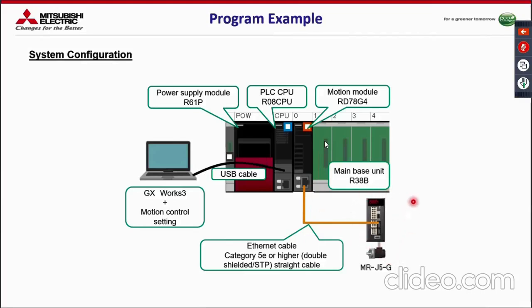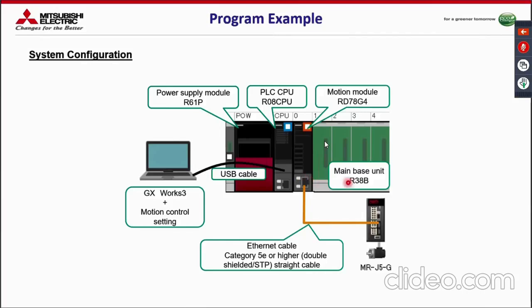So on that servo amplifier, you will find the Ethernet port. That port creates the CC Link IE TSN network. If you see that Ethernet cable, it is nothing but our Ethernet Cat5 cable. Okay, so this is the system configuration.